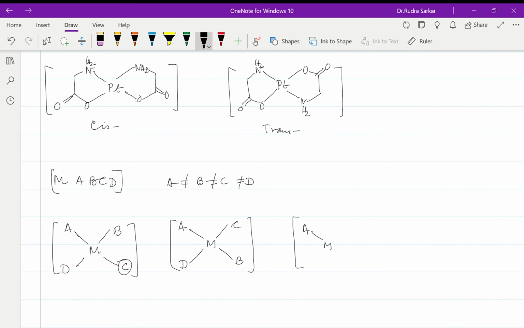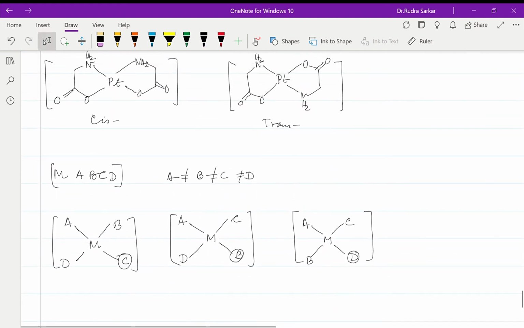In the next one, again you keep the A position fixed. C was trans to A, B was trans to A, but D wasn't, so now make D trans to A. In either position you can place C or B. So following this method, you can say that three different isomers are possible for the complex ABCD.